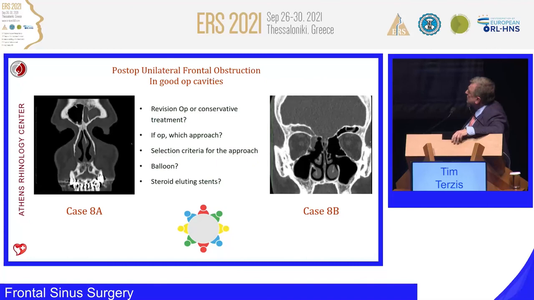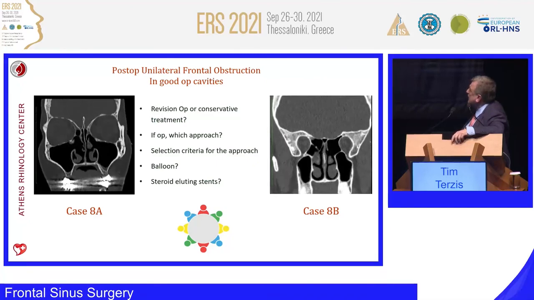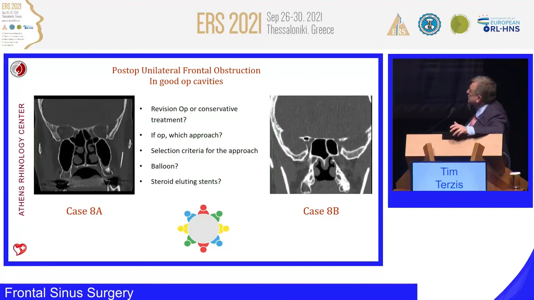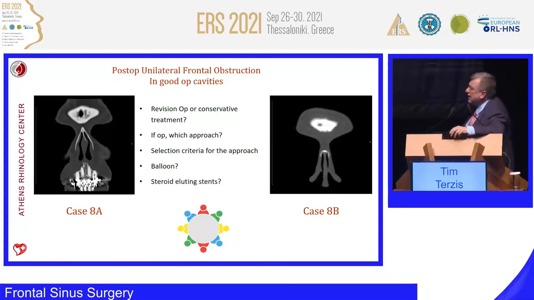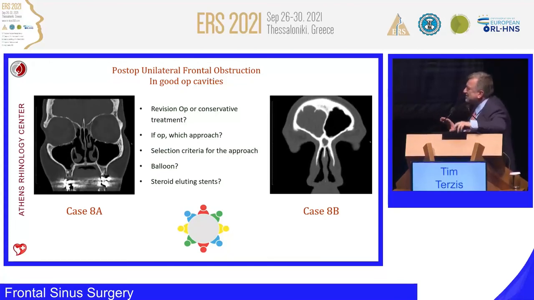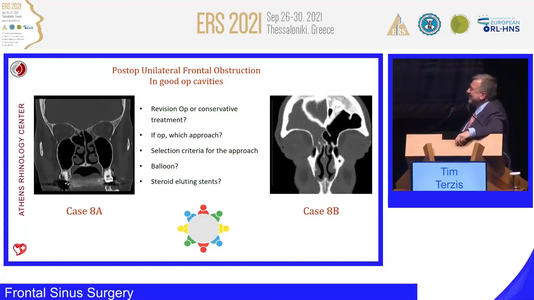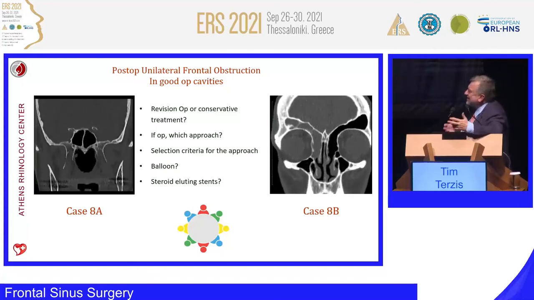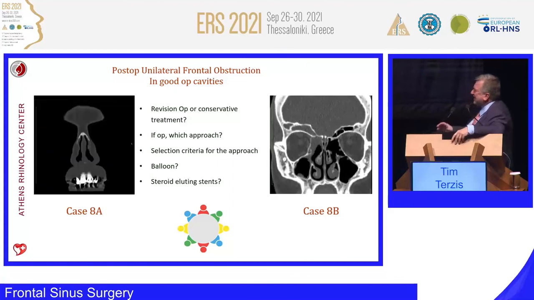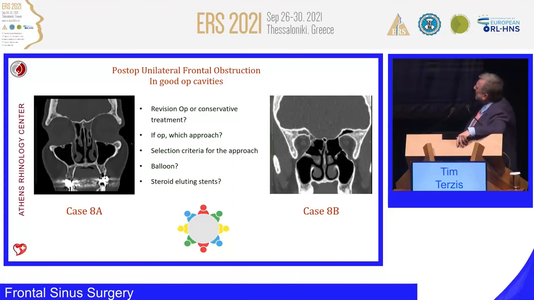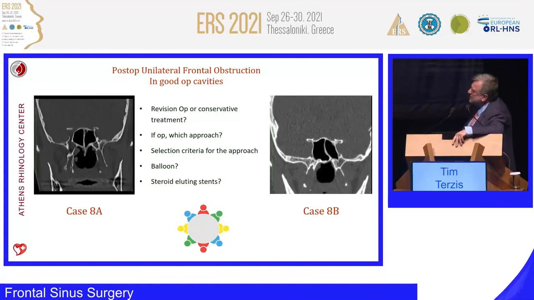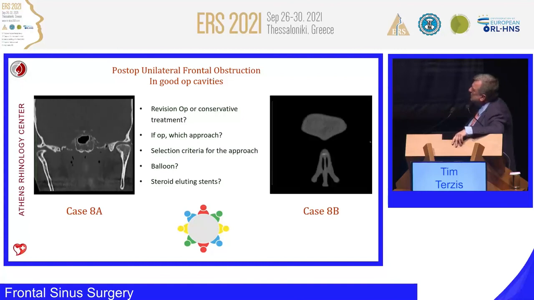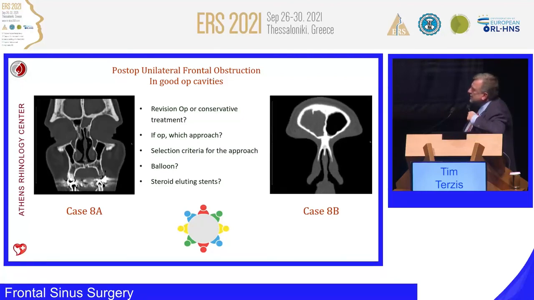Revision operation, conservative, if operation, which approach, selection criteria, balloon again. I don't do balloon, don't look at me like this, Andreas. I just like to ask about balloons, I don't do it. Anyway, and steroid stents maybe? Steroid-eluting stents could be an option. What do you think? Andreas, you want to start?